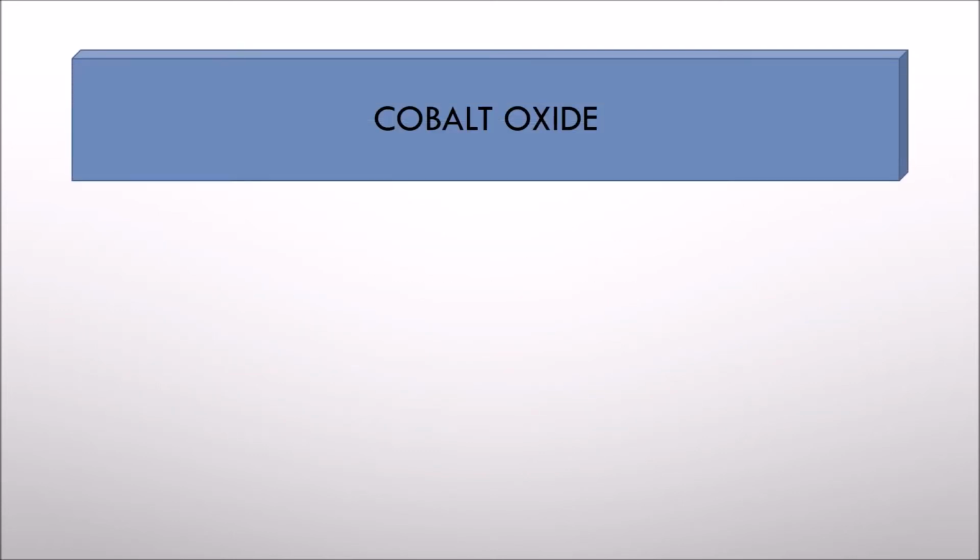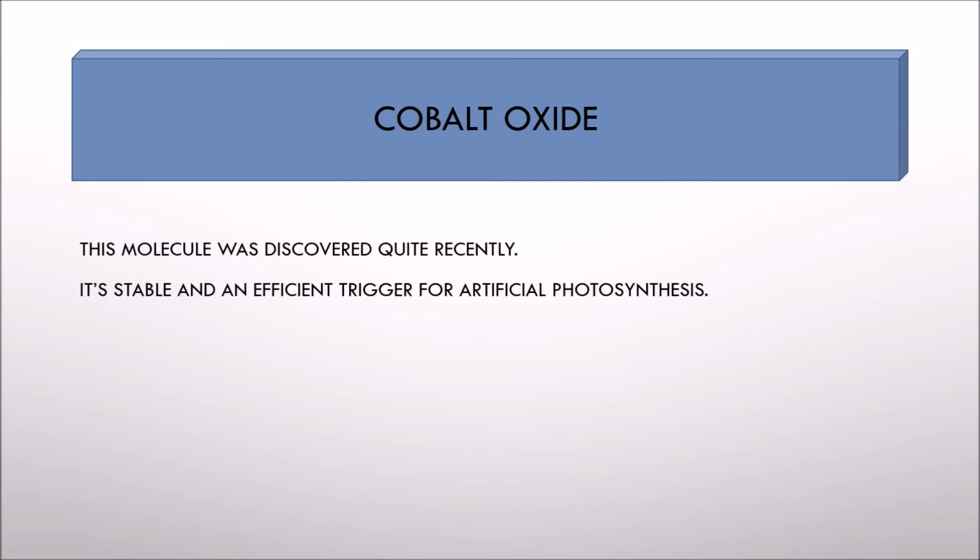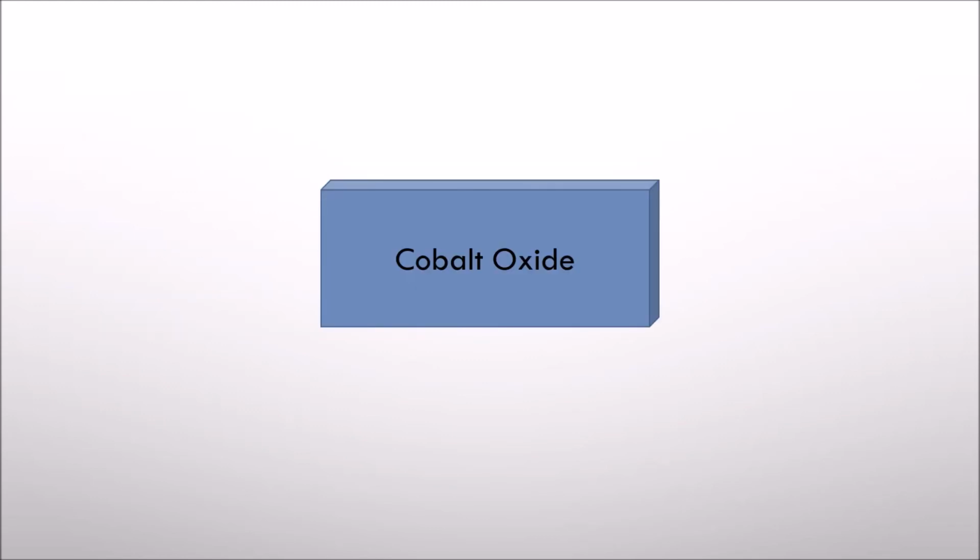And lastly, we have cobalt oxide. This molecule was discovered quite recently, and it's a stable and efficient trigger for artificial photosynthesis. It's very abundant and commonly used, and this molecule would be a perfect candidate as the catalyst for artificial photosynthesis. It's efficient, reliable, safe, and cheaper than other compounds.